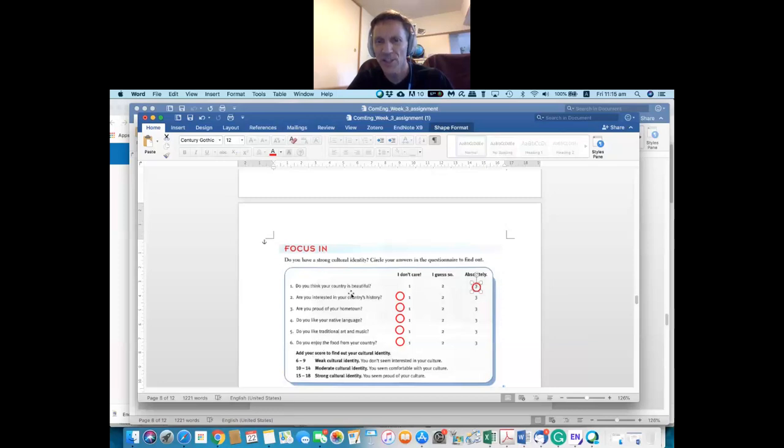When you're finished, add up the results and then have a look and see what your cultural identity is like, okay? 6 to 9 means you have a weak culture. You're not very interested in Japanese culture. 10 to 14, moderate. Yeah, you're comfortable with Japanese culture. 15 to 18, very strong. You're very proud of your culture. Okay, so go through and answer these questions.